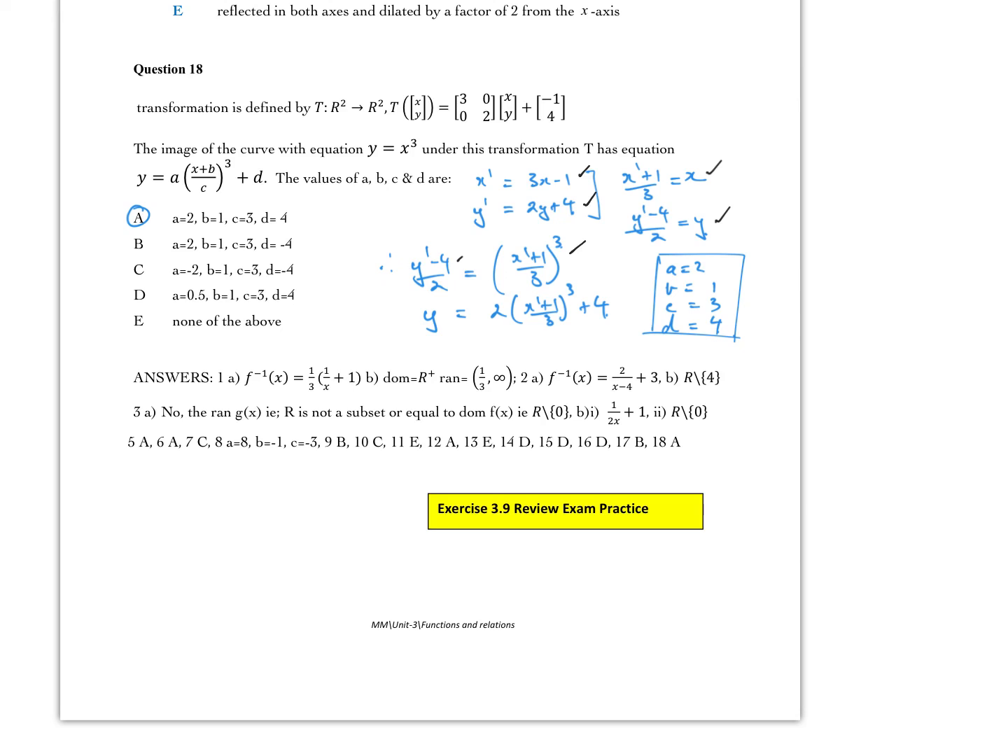And then we want to get it into the same format as our question. So if I multiply the 2 across, I get 2 times x dash plus 1 on 3 all cubed, and then bring the 4 over. So there's my answer. And so then I want to match the A, B, C, D values off, and I get 2, 1, 3, 4, which is A.